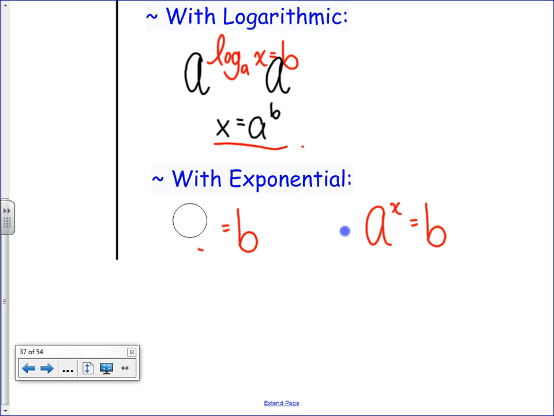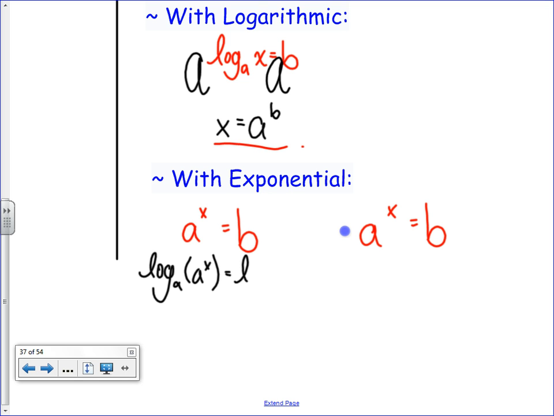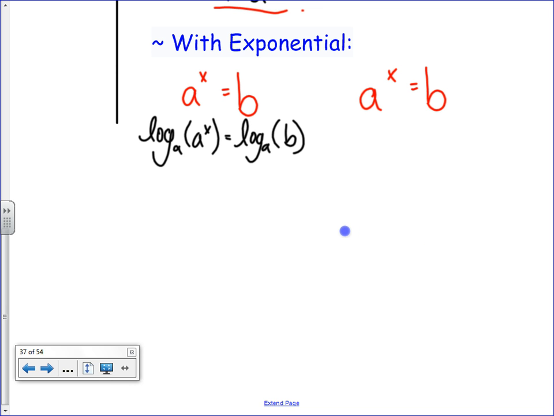Now my a is kind of crazy big. Hold on, that's a little too intense for me. How about you guys? Let's make it a normal a. So a to the x, a to the x. One way is to say, you know what? I need a common base. So I can say log base a of a to the x is equal to log base a of b. Can I do it to both sides? Oh yeah. And what happens if I have log base a of a to the x? What's it become? X equals log base a of b.